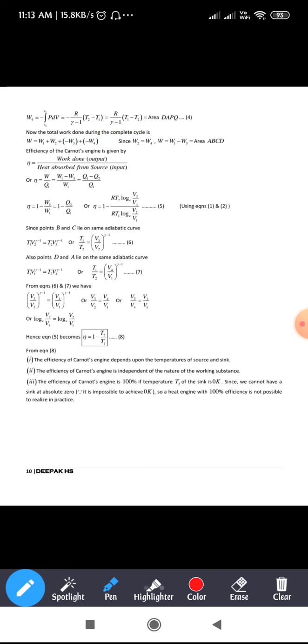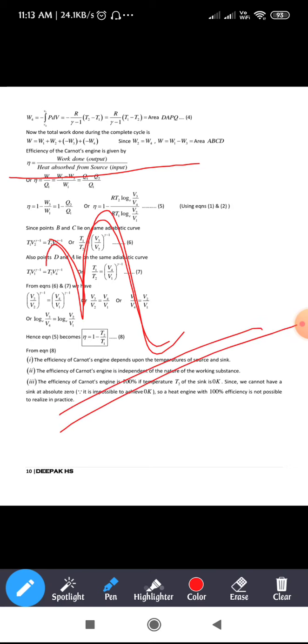Okay, correct. So now, in order to calculate the efficiency of the Carnot engine, efficiency is always expressed as output divided by input. What is the output? Work done by the Carnot cycle is the output. Input is the amount of heat absorbed from the source. Hence eta, this symbol is pronounced as eta, represents the efficiency, that is equal to work done divided by heat absorbed from the source.